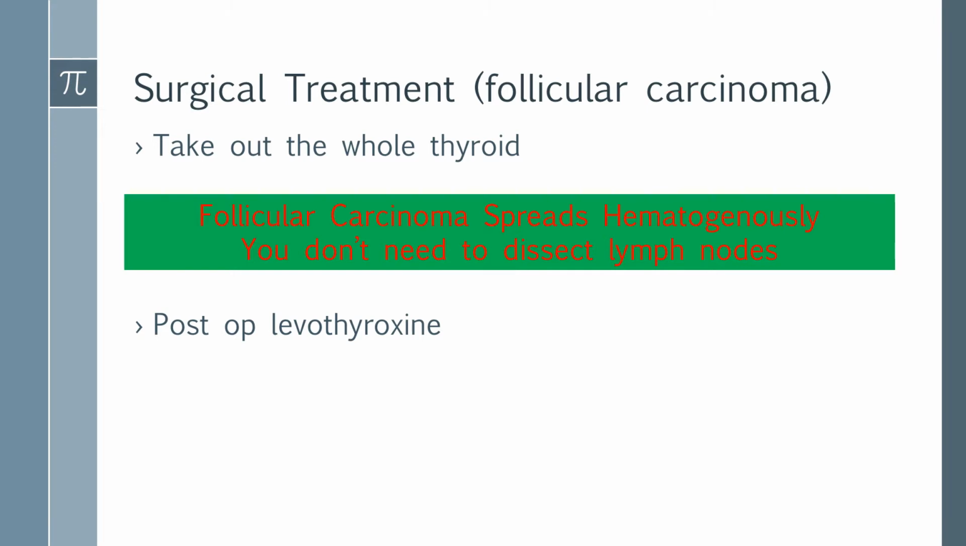Important to know, follicular carcinoma, unlike a papillary carcinoma of the thyroid, does not spread to lymph nodes, right? It spreads hematogenously. It's going to go to your bone or your lungs, right? So you don't need to do lymph nodes. If you see a lymph node dissection for a follicular carcinoma, that is not the answer choice. You should not pick that answer choice. So it spreads hematogenously, unlike other carcinomas.